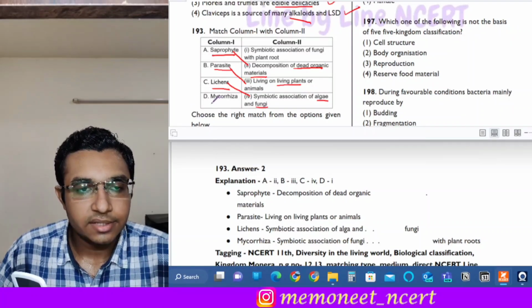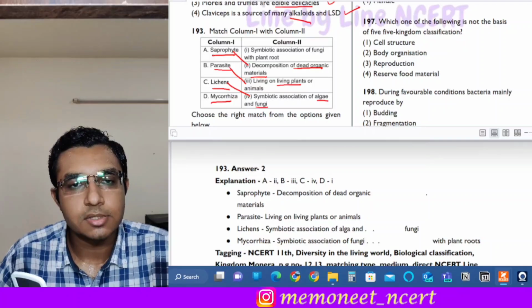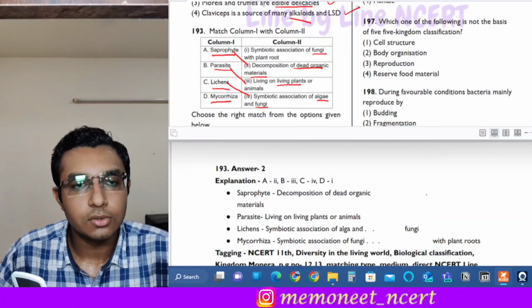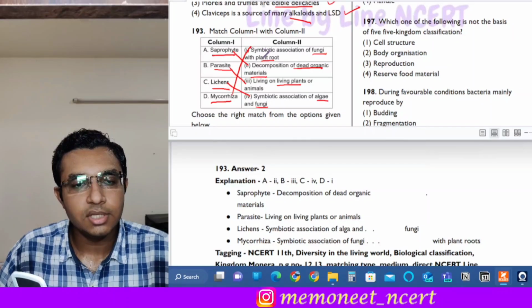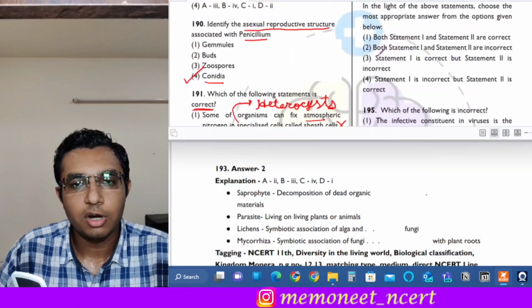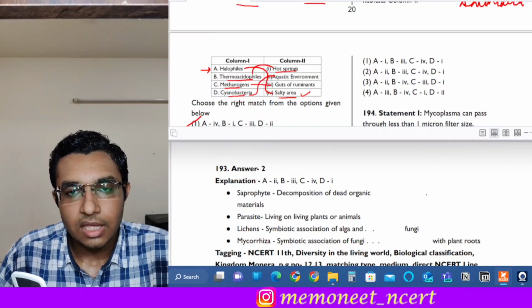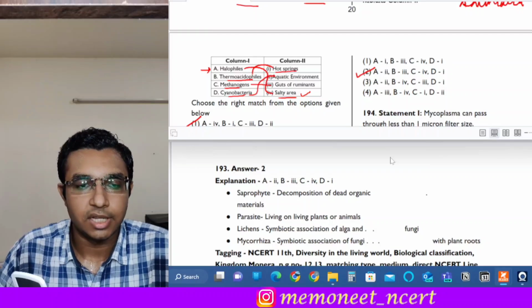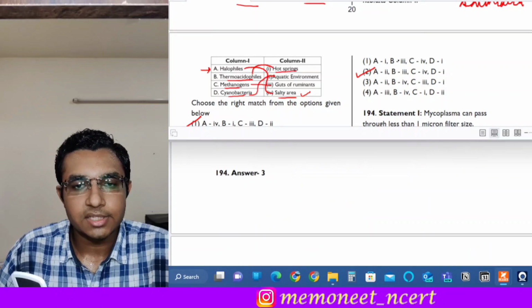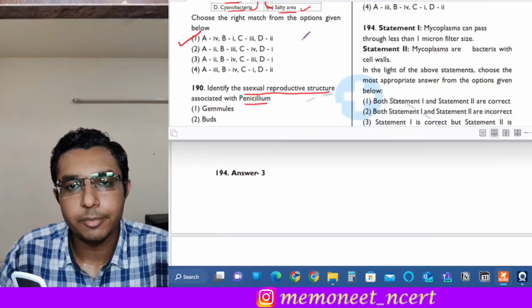Next is D, that is mycorrhiza. Mycorrhiza is a symbiotic association between the fungi and the root of a plant. So D goes with 1. So here the correct answer will be what? The correct answer will be option 2, that is, A goes with 2, B goes with 3, C goes with 4, and D goes with 1. Now moving on to the next question, that is question number 194. So it is a statement based question.